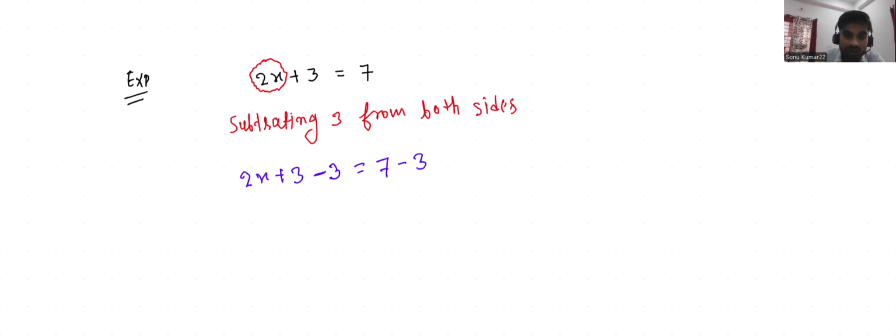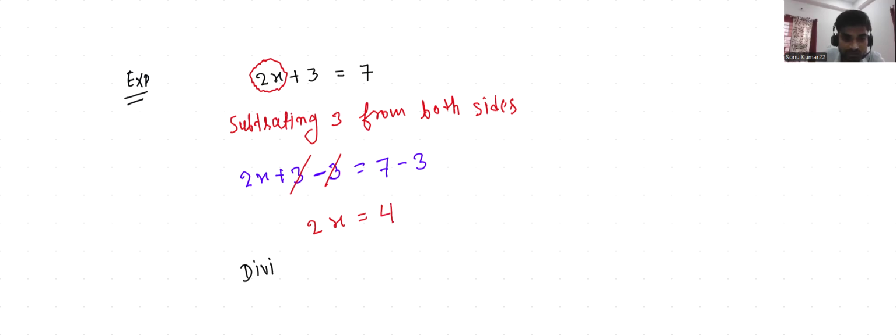What is the remaining part here? Left side 2x. 7 minus 3 is 4. Now I want to find the value of x, but here it is written 2x. How can we find the value of x? It means you have to apply another operation. If I divide both sides by 2, the 2 cancels out and the remaining part is x. You can easily find the value of x. So we can perform the division operation.